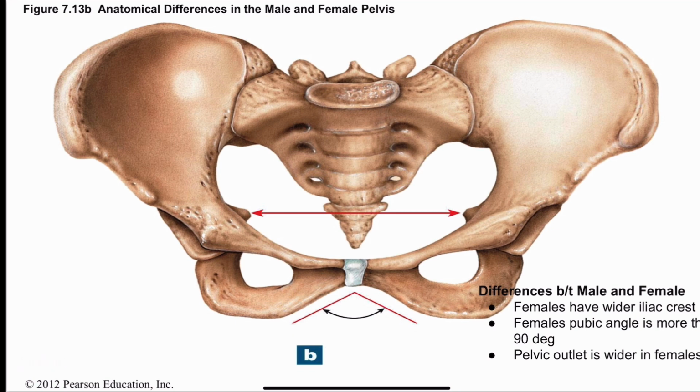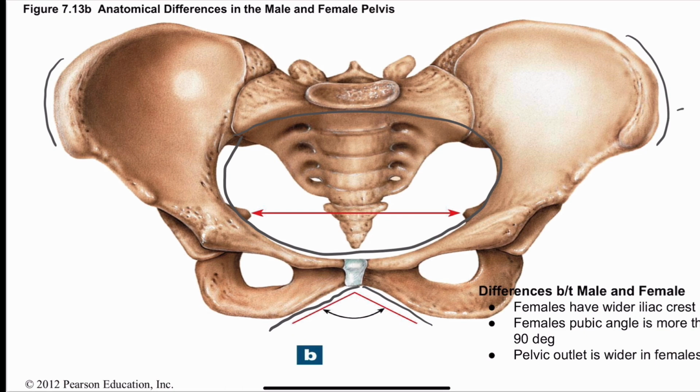So here we have a female. Notice the very wide pubic angle. It's definitely over 90 degrees. That very wide pelvic outlet. And then notice the ilium, the iliac crests, are very lateral. They're not so superior as the males were. So we can tell the difference between males and females. Another difference is actually the coccyx. The coccyx is longer in males.